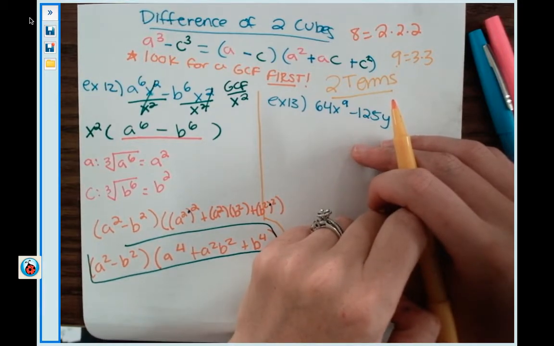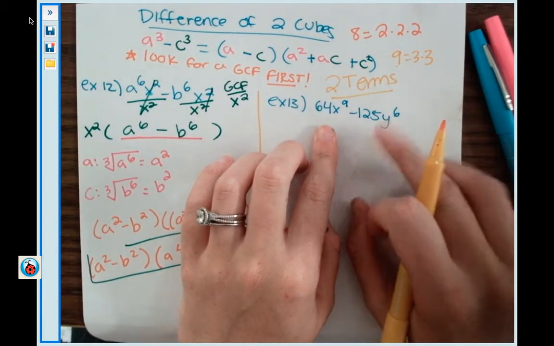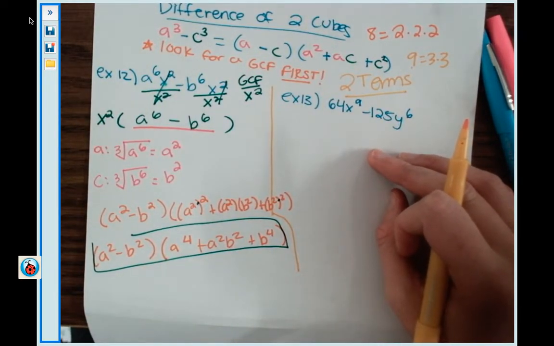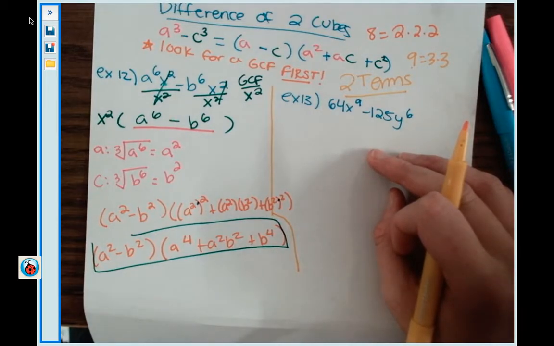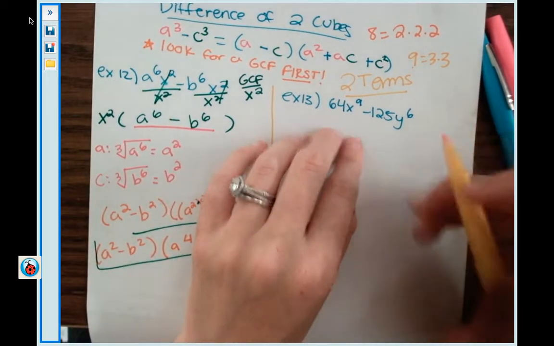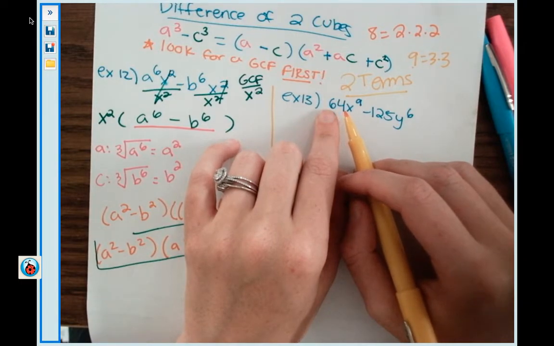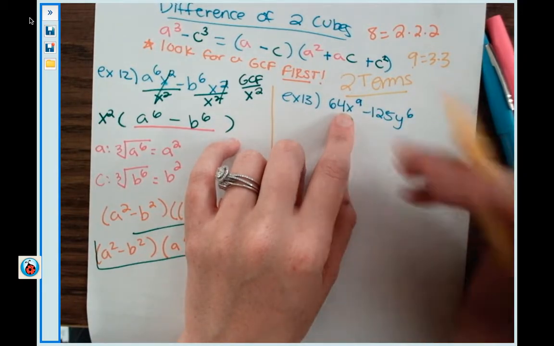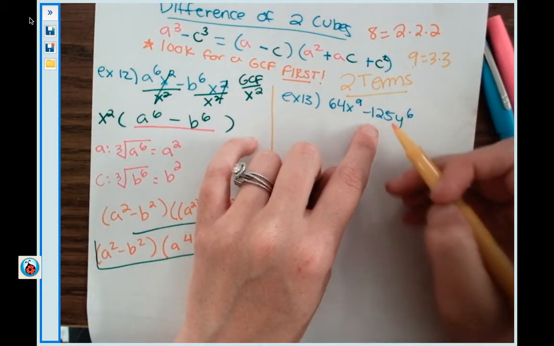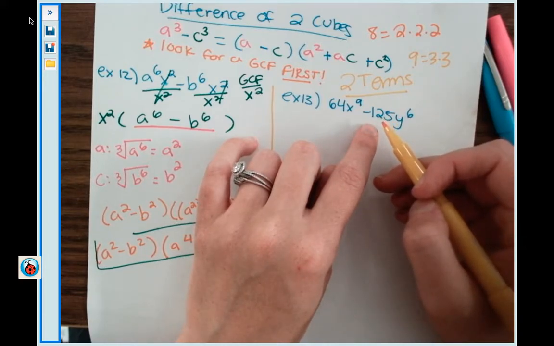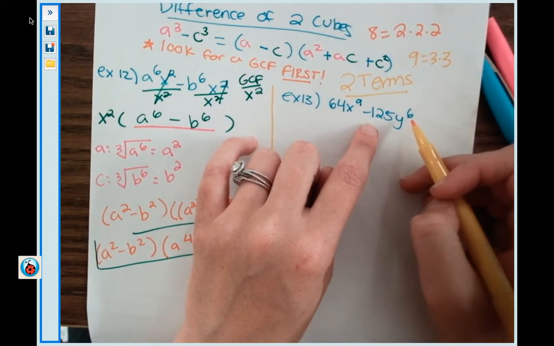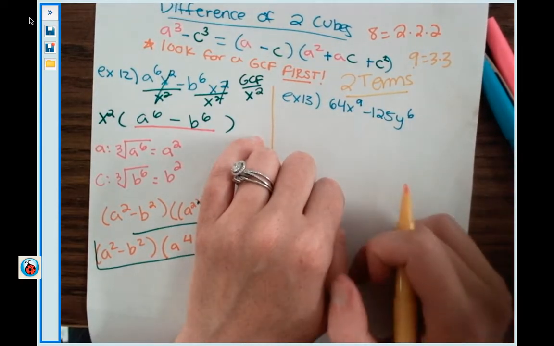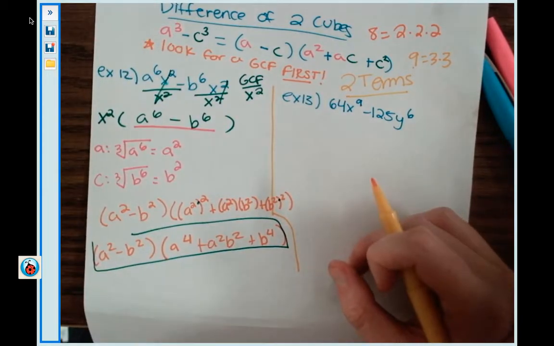So first of all, I have 2 terms and they're subtracting. This is telling me I can either use a difference of cubes or a difference of squares. The reason why a difference of squares would not work, I'm going to explain. I can square root 64. I can't square root x to the 9th though because 9 will not divide by 2, so that one fails. And this one also fails because I can't square root 125. Doesn't work. But I can square root y to the 6th. But in order to use a difference of squares, you have to be able to square root each of these terms, and we can't.